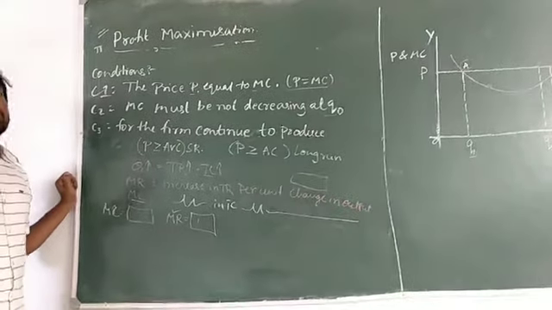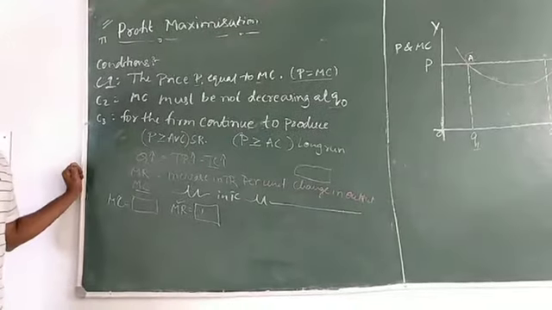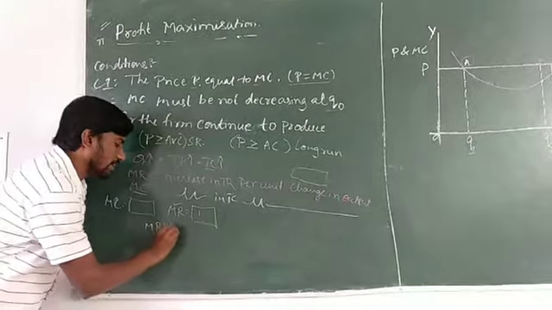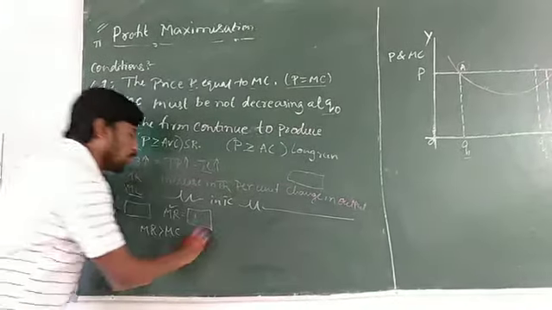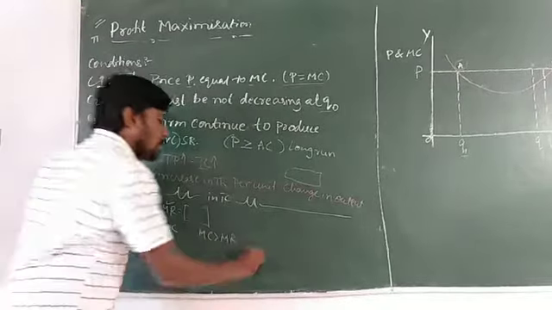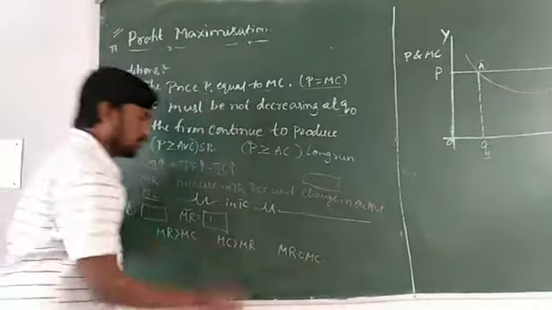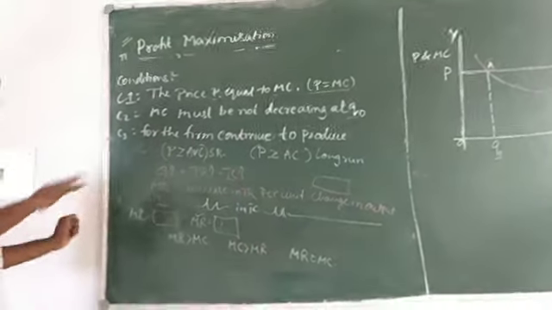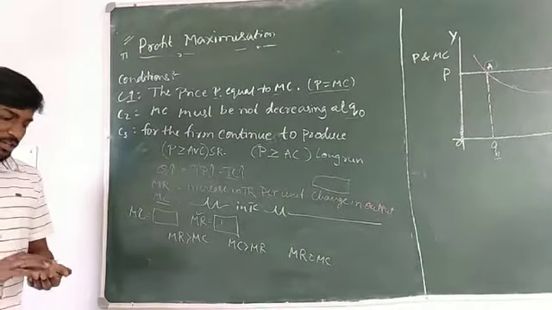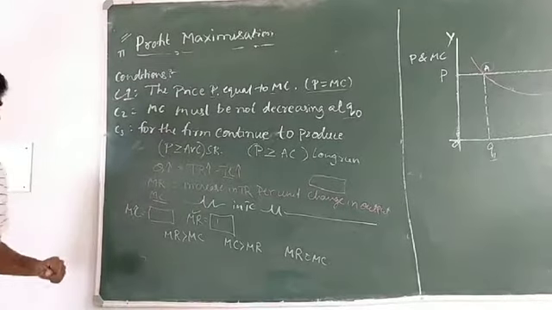There can be three possibilities in firm production with a marginal cost and a marginal revenue. So there will be marginal revenue greater than marginal cost, or marginal cost greater than marginal revenue, or marginal revenue equals the marginal cost. These are the three possible relationships we can get from marginal revenue and marginal cost. Let's take one example where we can understand easily.